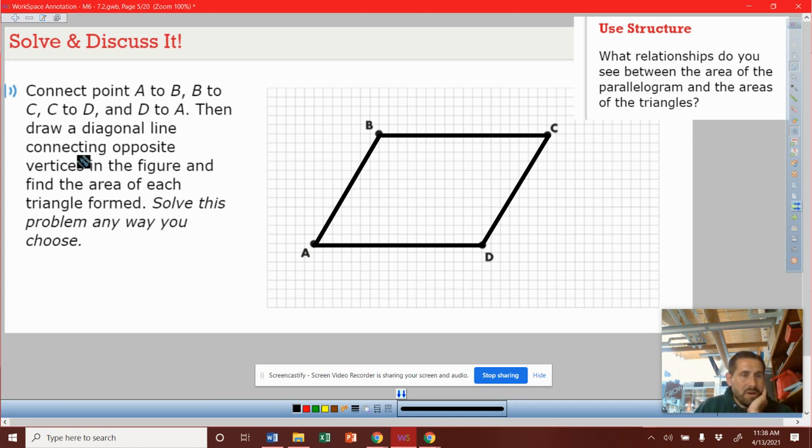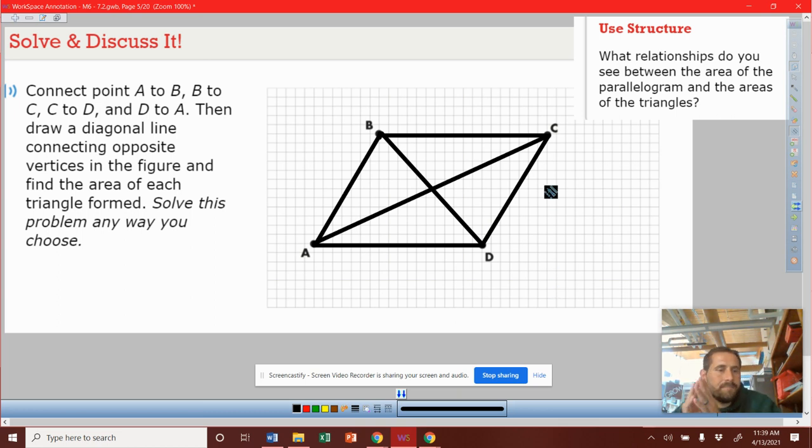Okay? Then draw a diagonal line connecting opposite vertices. So a vertex is a corner. So we're going to connect opposite corners. Okay? Find the area of each triangle formed. Solve this problem any way that you choose.